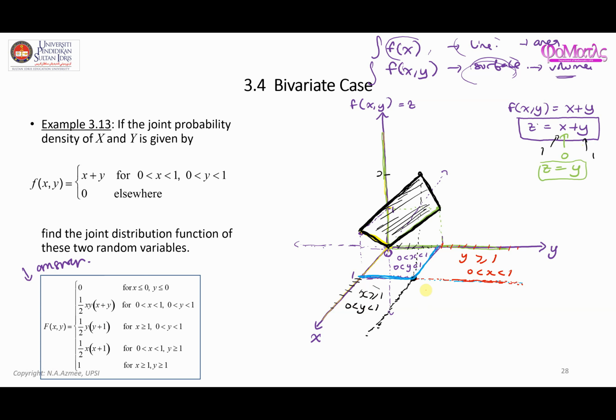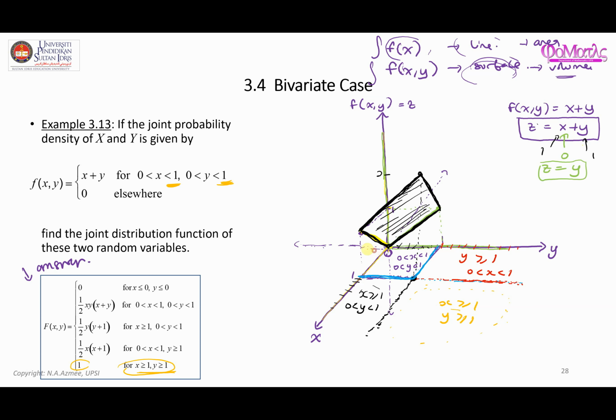And finally, this is the region, all of this. This is the region where X is greater than or equal to 1, and Y is also greater than or equal to 1. We already learned that if you consider the range that is already outside the highest value of X and the highest value of Y, automatically the value of the joint distribution function is going to be equal to 1. This is the region where you have already extended beyond the highest limit of X and Y. So the joint cumulative distribution function is going to be automatically 1.